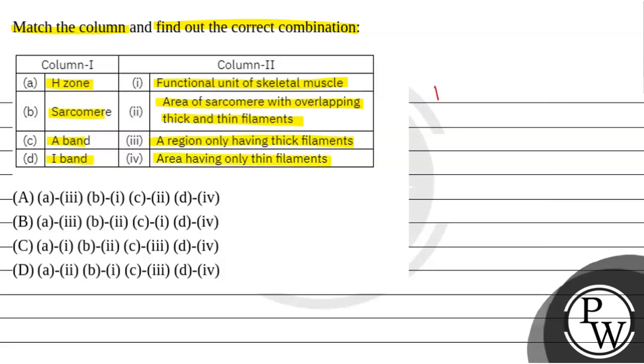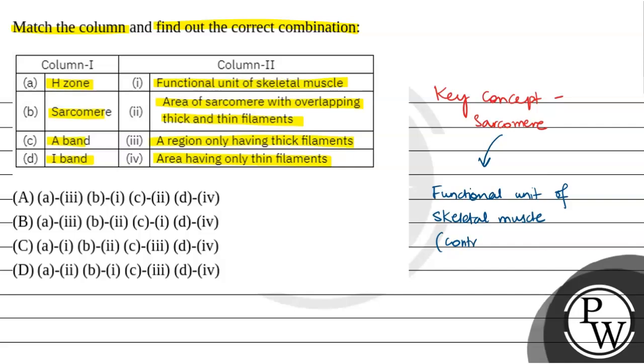So the key concept of this question is sarcomere. A sarcomere is called the functional unit of contraction of a skeletal muscle. इसको कॉन्ट्रेक्टाइल यूनिट भी बोला जाता है.